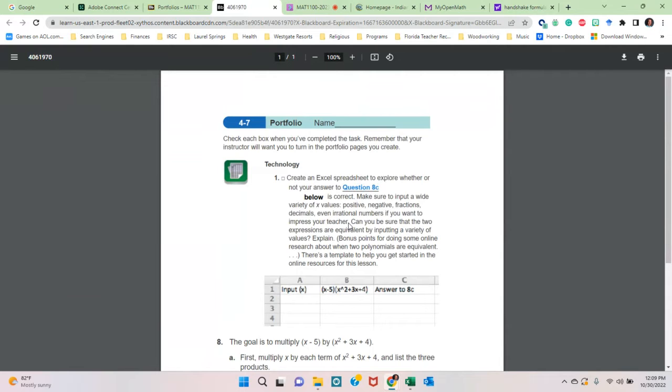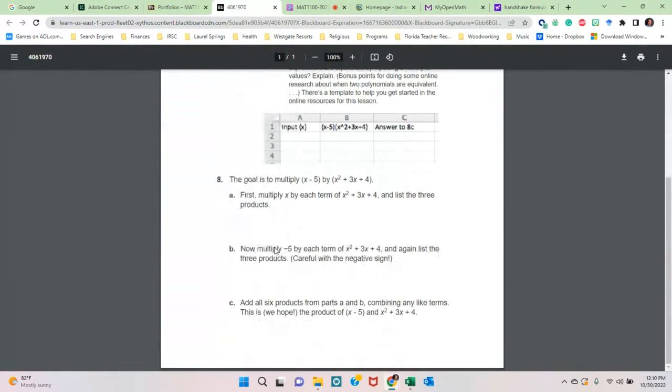Now, can you be sure that the two expressions are equivalent by inputting a variety of values? Explain. Bonus points for doing some online research about when two polynomials are equivalent. There's a template to help you get started. However, we will not be using it. All right, so there are questions here.